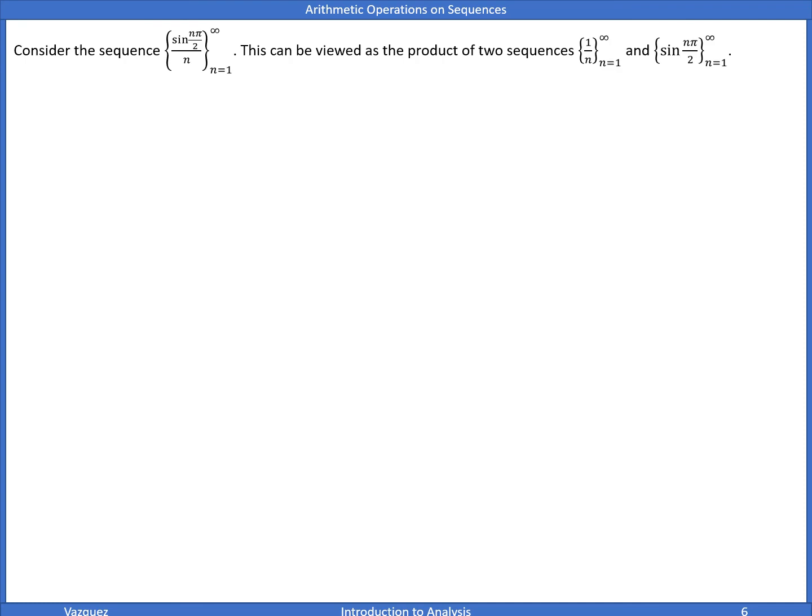Okay, last slide. Another interesting thing about sequences is we're going to consider this sequence. I'm not going to say it because you can see it, and it's a bit lengthy to say. So this can be viewed as a product of two sequences, which are the other two right here.